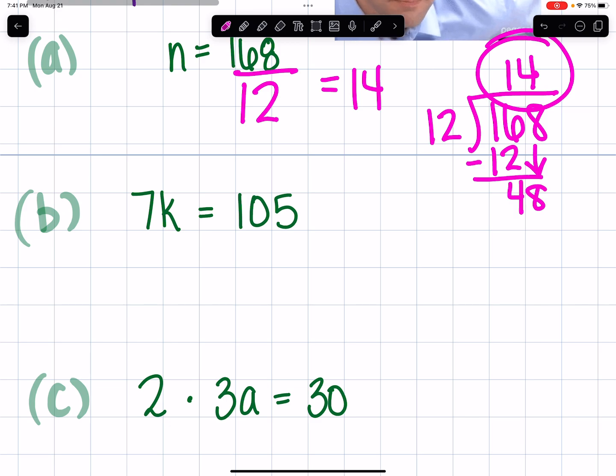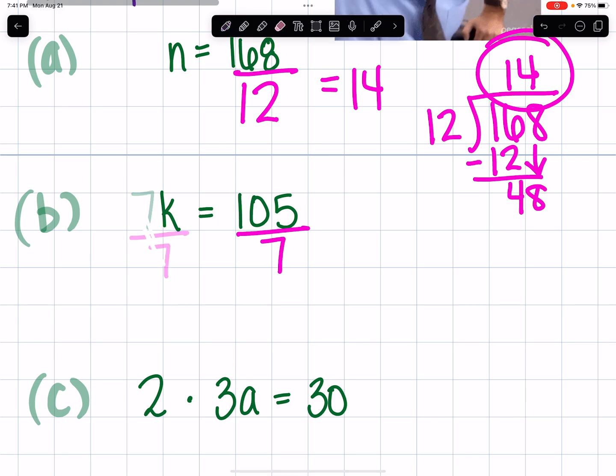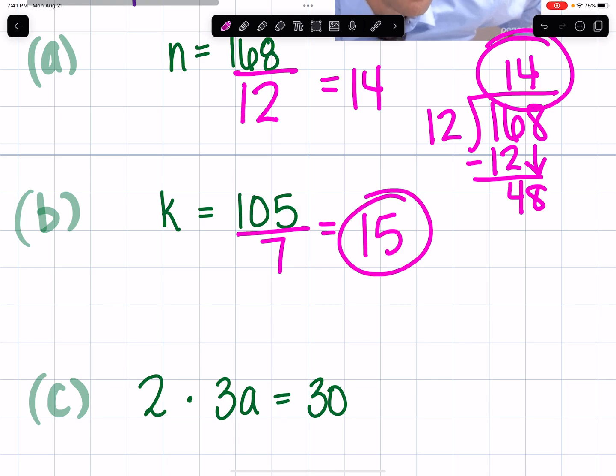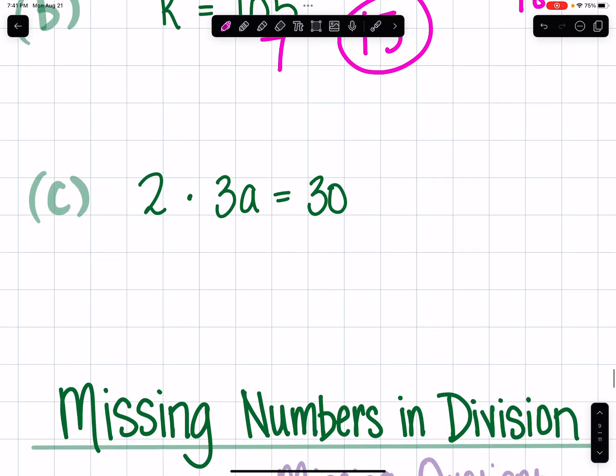Okay, so we have 7K is equal to 105. Here we're going to divide both sides by 7. 7 divided by 7, that cancels out. So I'm left with K is equal to 105 divided by 7. All you have to do is do the long division on that, and you will get the answer of 15. Check your answer, okay? In the next problem, we have 2 times 3a is equal to 30.